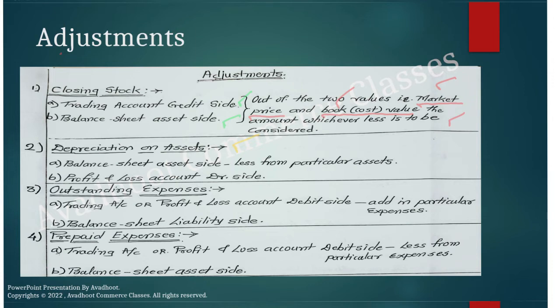It is a reduction in the value of the asset. It means it is a charge on the fixed asset. And fixed assets we write on the balance sheet asset side. Therefore, it is deducted from the balance sheet asset side, less from the particular asset, and it is a non-cash loss. Therefore, that goes to the losses, to the profit and loss account debit side.